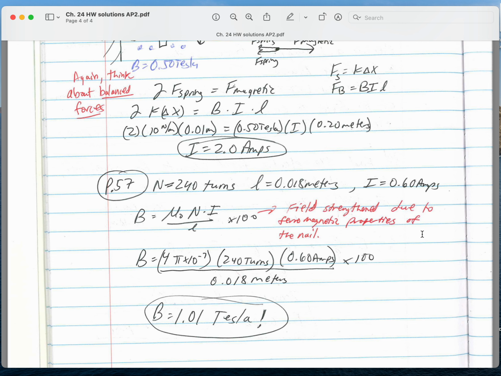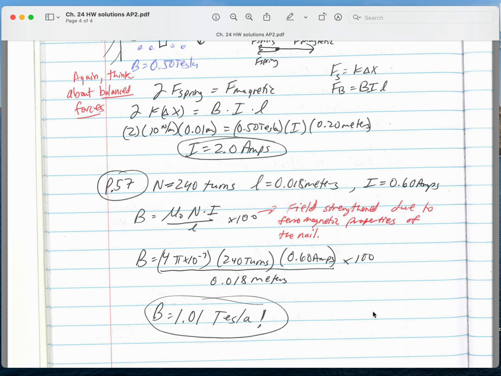I'll demonstrate that in class when we get to something in chapter 25. So here all you ended up doing is using that formula, multiplying it by 100 since it told you the properties were magnified by 100. And I get that the field strength would be 1.01 Tesla. Your book might have rounded to 1.0 Tesla.